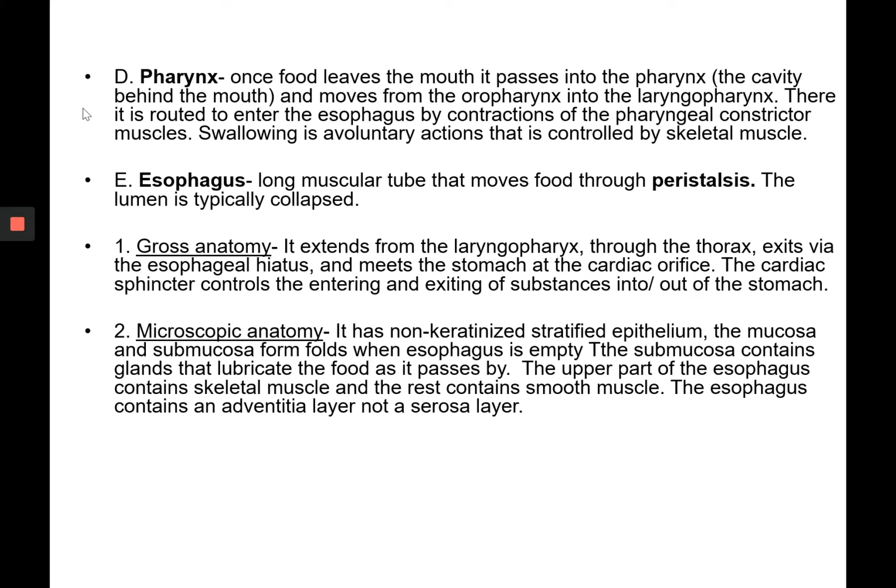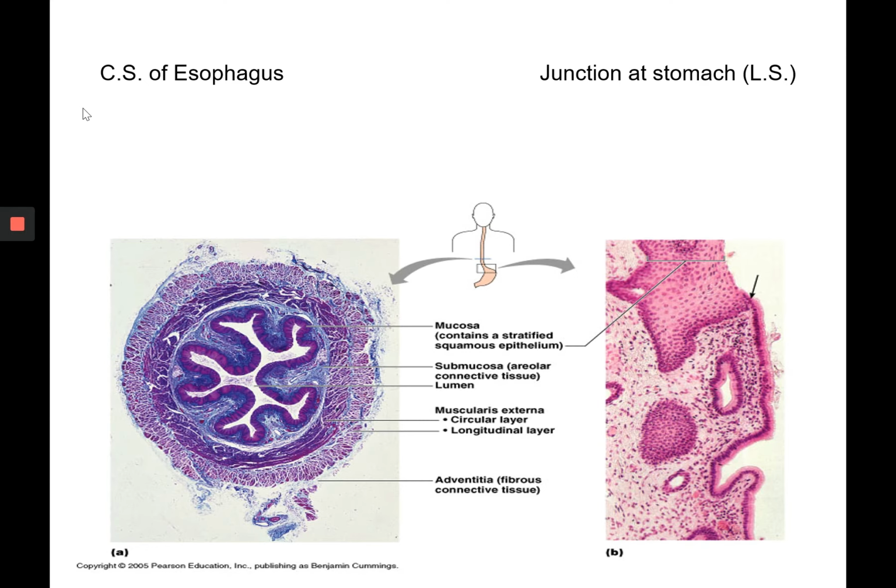The esophagus is going to have stratified squamous epithelium as its epithelium in its mucosa. And when there is no food in the esophagus, it folds in on itself and its mucosa appears to be highly folded. So here we can see the folded mucosa of the esophagus. It has an adventitia instead of a serosa.